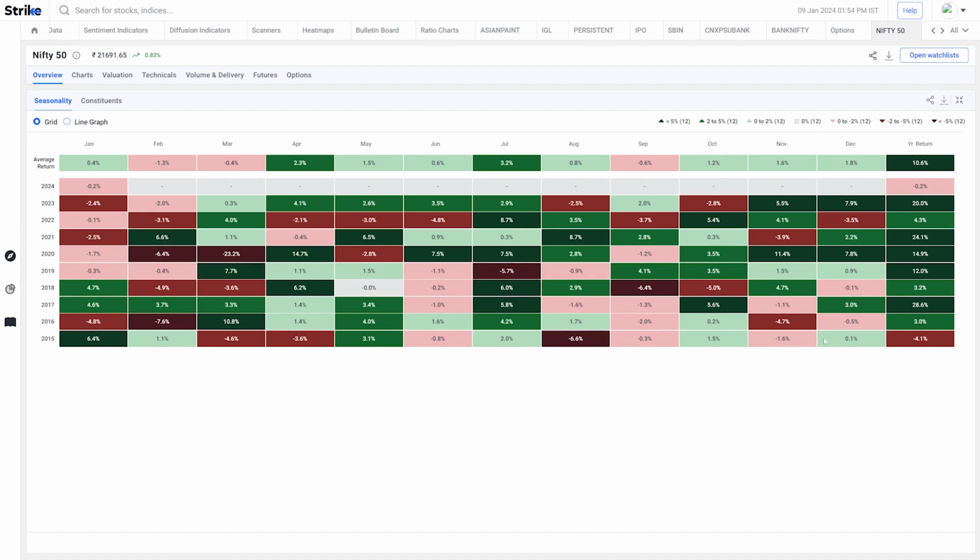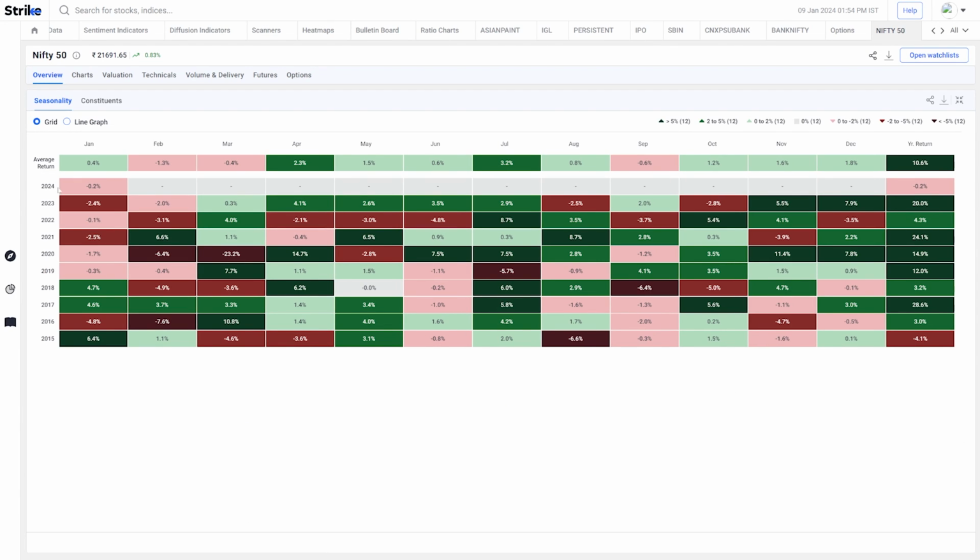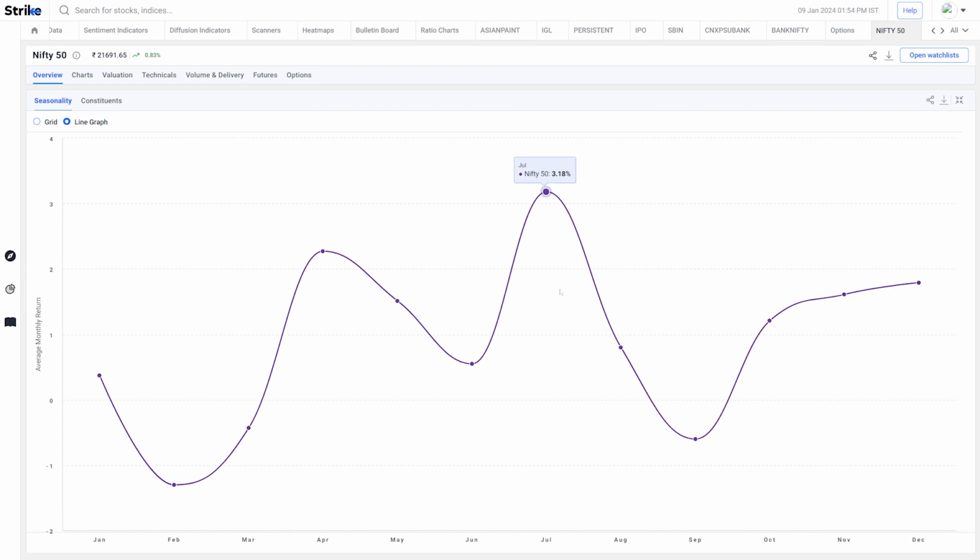What you see on my screen right now is a simple seasonality grid that tells you month-wise returns of the Nifty. You can check it for any stock. When you go into Strike, you'll see it on the overview page. You can expand and see how the stock is giving monthly returns for the last few years. And you can also see the average return at the top for that particular month, both in a grid and a line format. Let's proceed to the scanner.